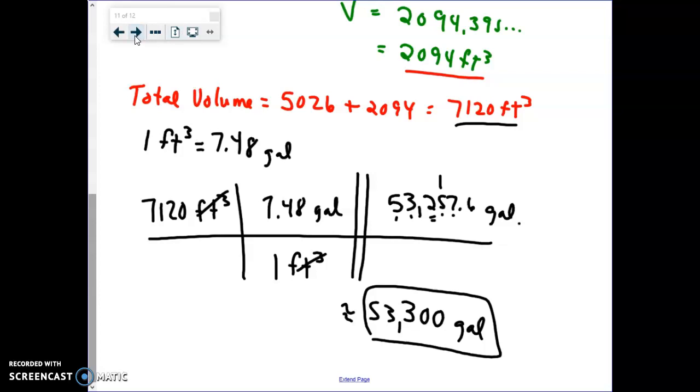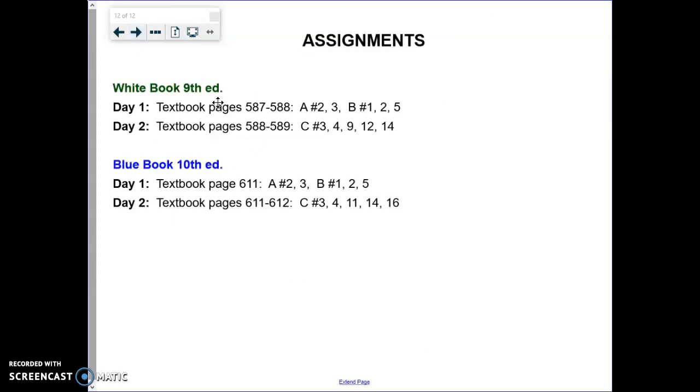Now, for the assignment, or the practice problems, I should say. If you're in the white book, day 1, these problems from A and B, please read the directions as to what you need to do. Problem C are the application problems. And again, I'll put the answer key online.